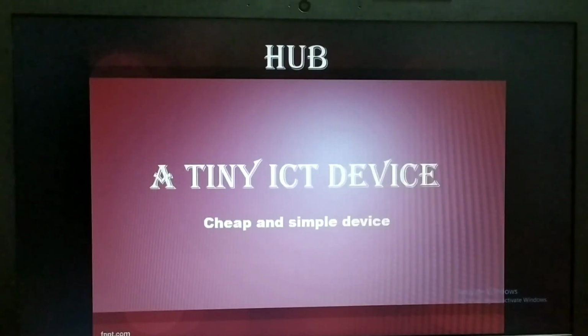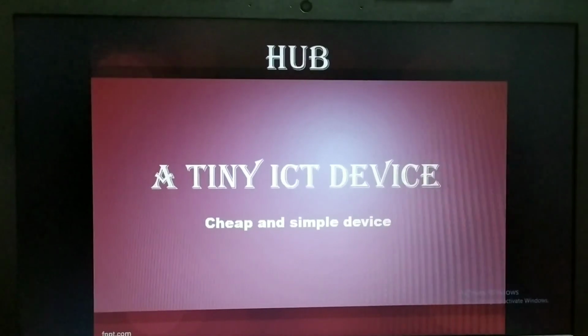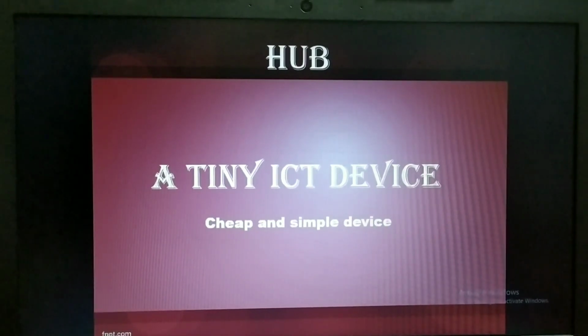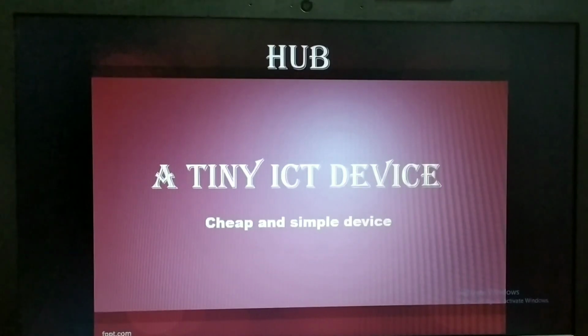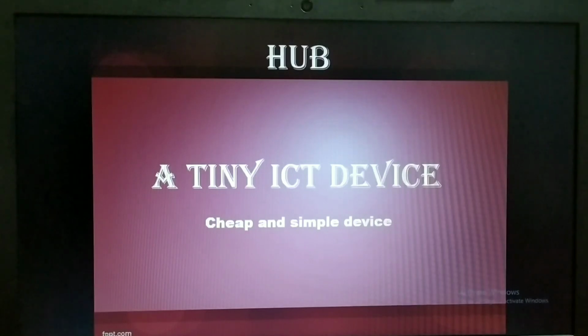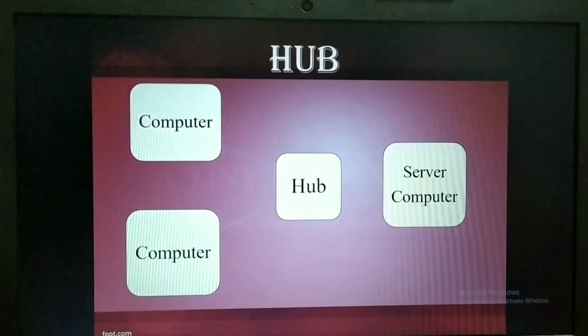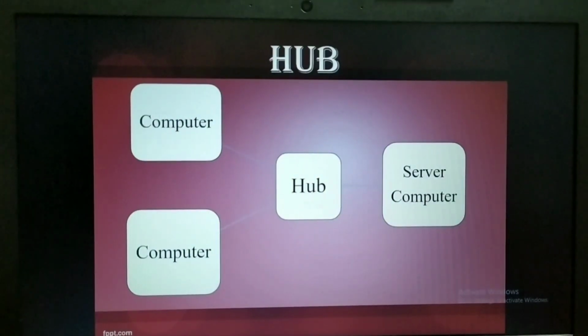First one, hub. What is hub? Have you ever seen one? First of all, it is a network related device. It creates a network with some of the devices. First of all, it is a tiny ICT device which is cheap and very simple. That means if you want to create a network using hub, what will happen?